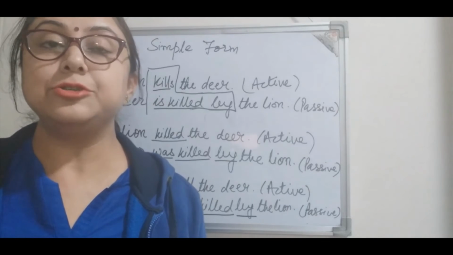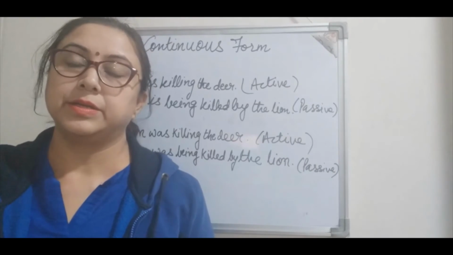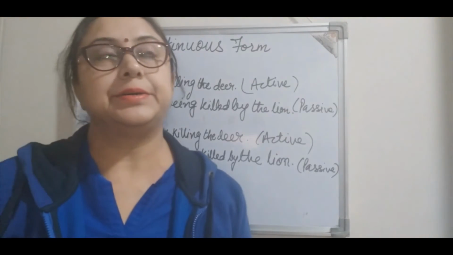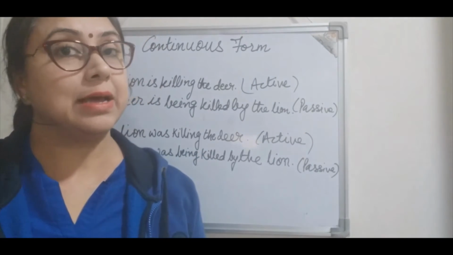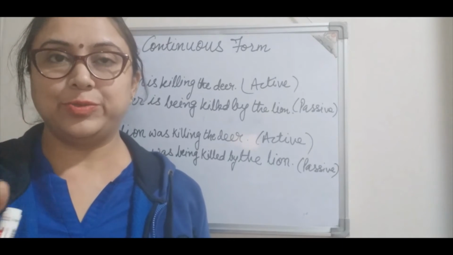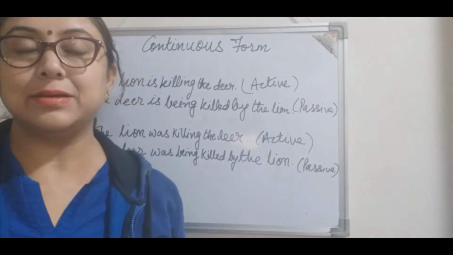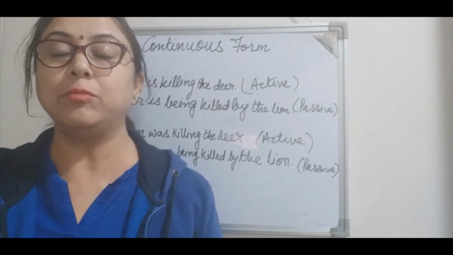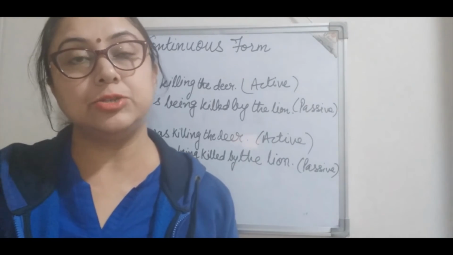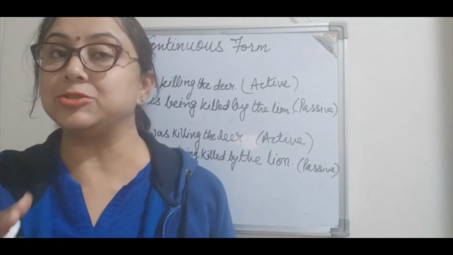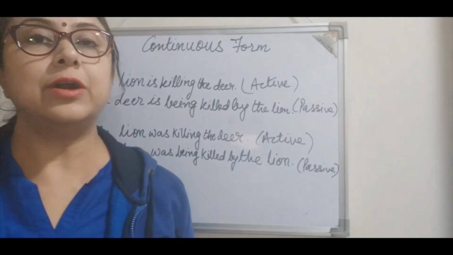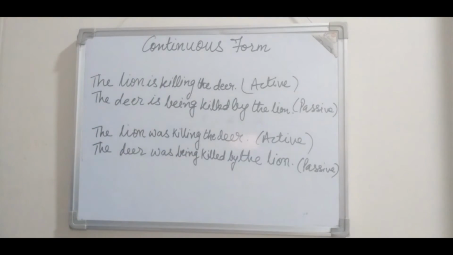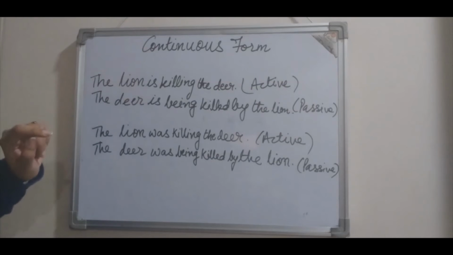Now moving ahead to the next tense form. The next tense form is the continuous form, that is present continuous tense and past continuous tense. Before I explain again, let me tell you there is no passive form of future continuous tense, right? There is no passive voice for future continuous tense. So going back to present continuous tense form.